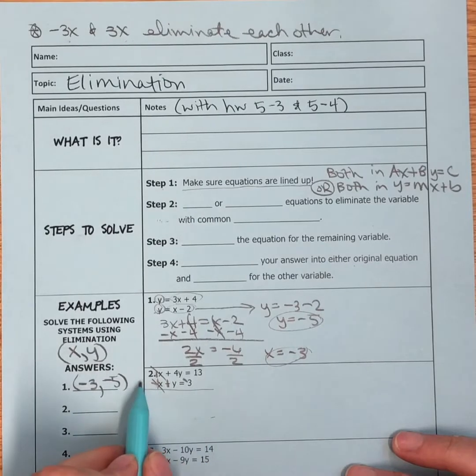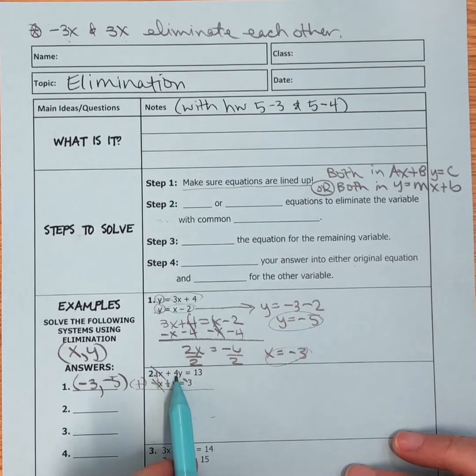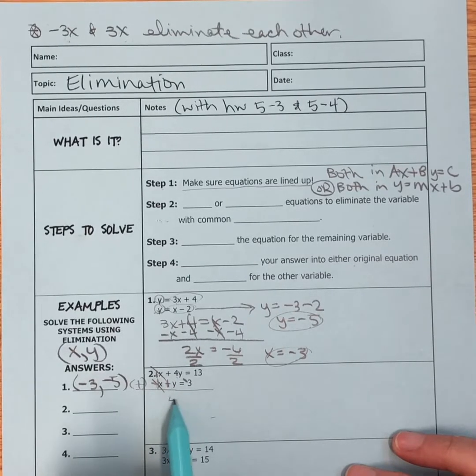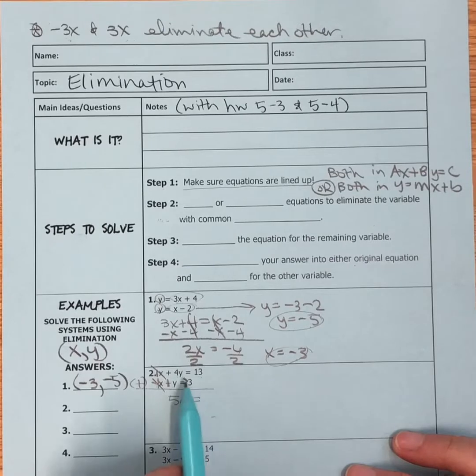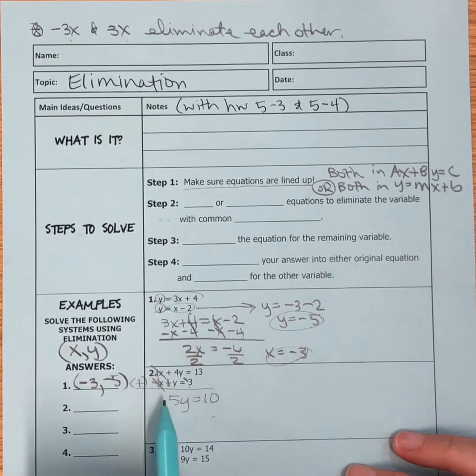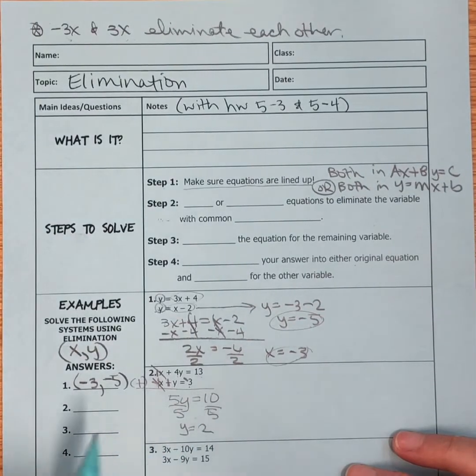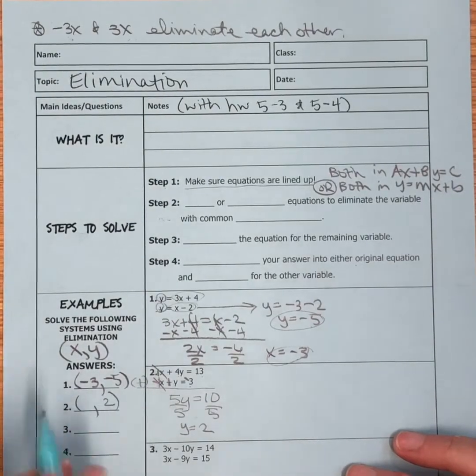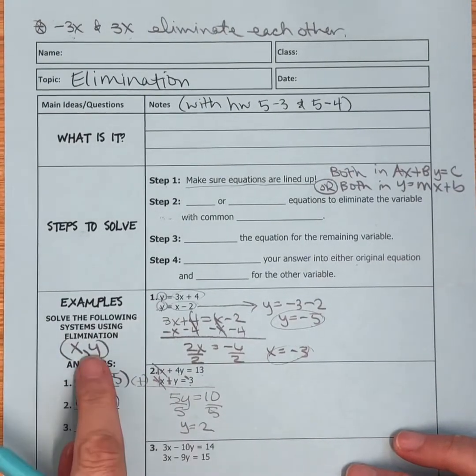And basically all you're going to do is add in like-term columns. So I'm going to combine all the like terms together in the two equations. So 4y plus y, because remember we multiplied by negative 1, is 5y. And 13 plus negative 3 is 10. Then all you do is divide by 5, so y is 2. So on number 2, the first answer we got was the y, so you have to make sure you put it in the second coordinate.